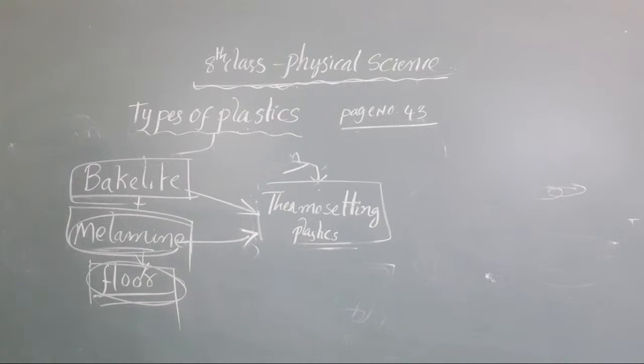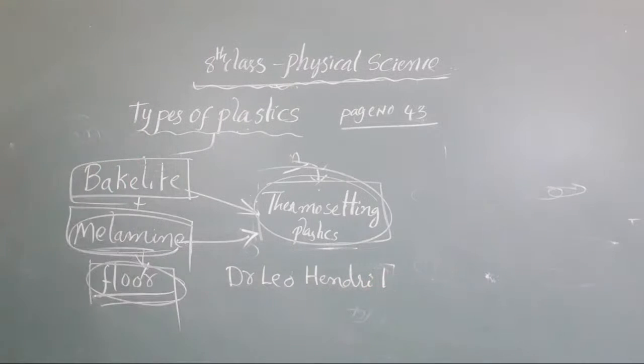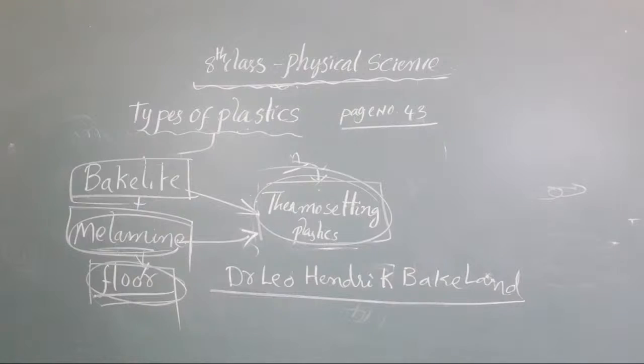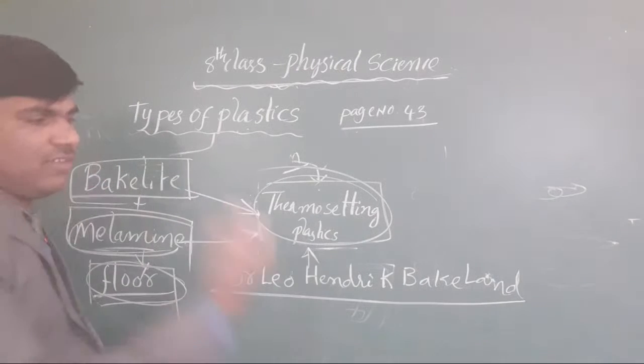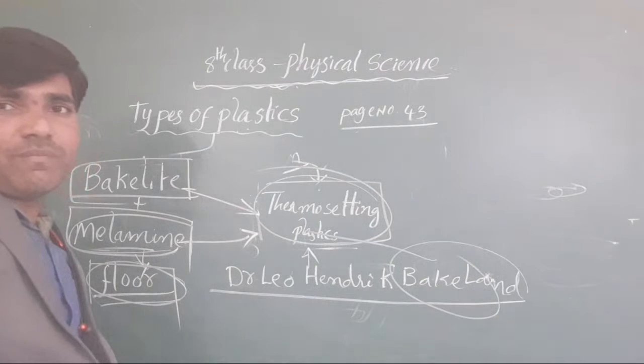Another point: these thermosetting plastics were introduced by a great scientist. What is the name of that scientist? His name is Dr. Leo Hendrik Baekeland. The scientist names are very important: Parkes and Hermann Staudinger and our last scientist Baekeland. It is very easy to memorize these names. Baekeland introduced Bakelite.